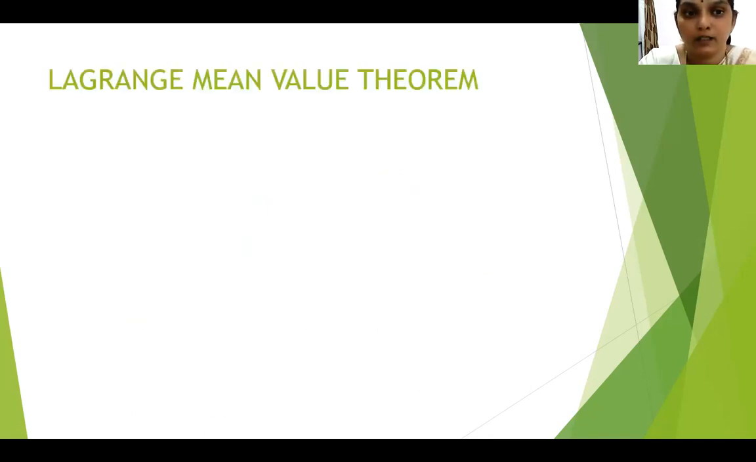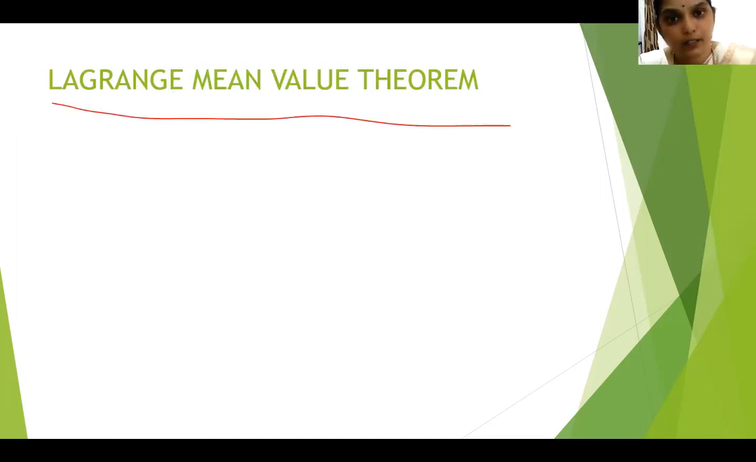Now, let me define Lagrange mean value theorem, also called just mean value theorem. It is similar to Rolle's theorem, but in Rolle's theorem you have three conditions. Let f from AB to R be a continuous function, and let f from AB to R be a differentiable function. And in addition to that, the third condition is f of A is equal to f of B. But here in Lagrange's mean value theorem, we consider only the first two conditions.